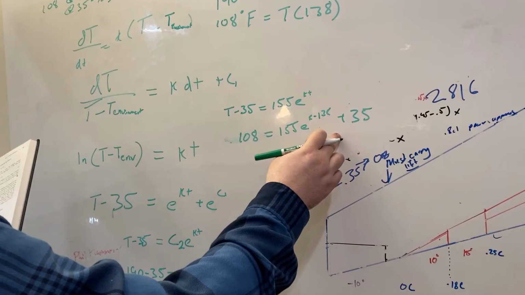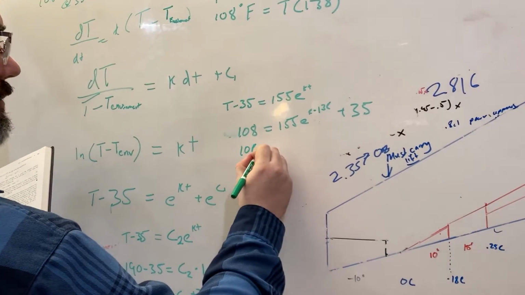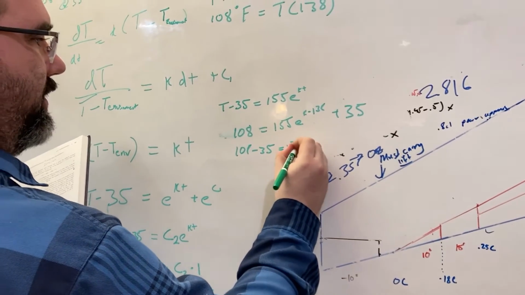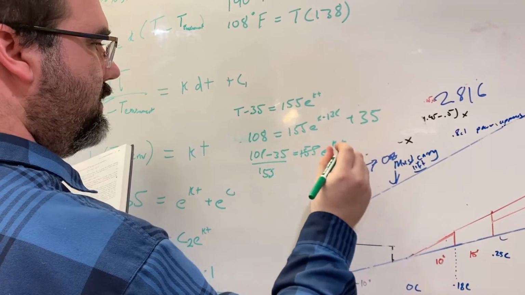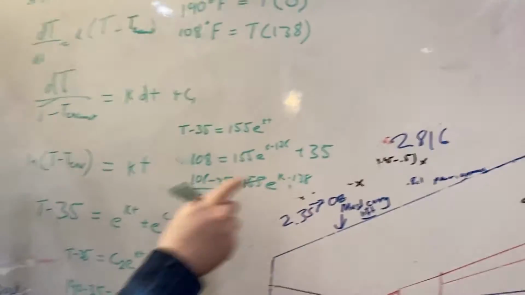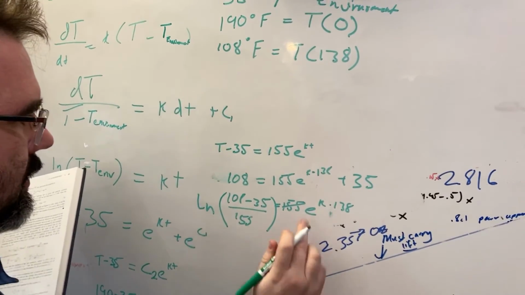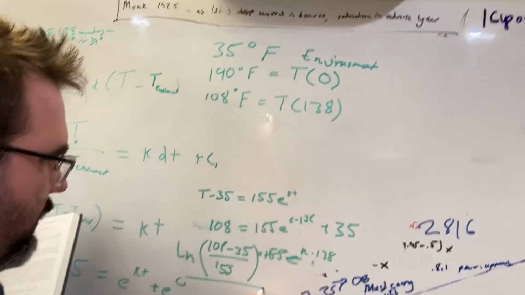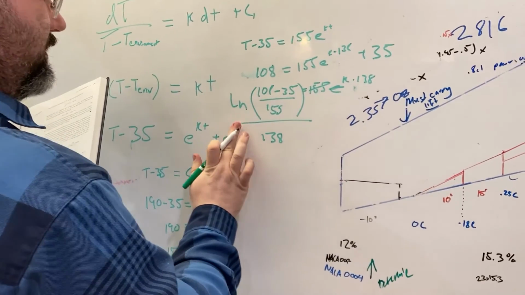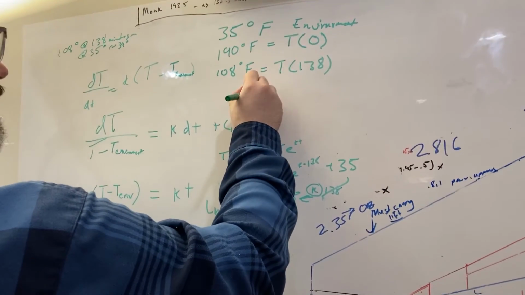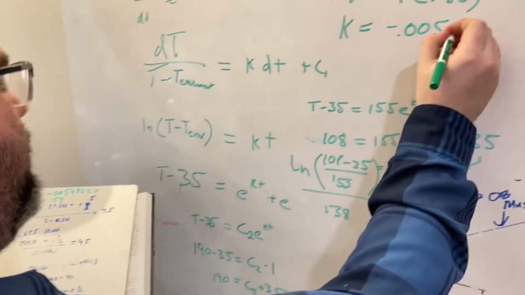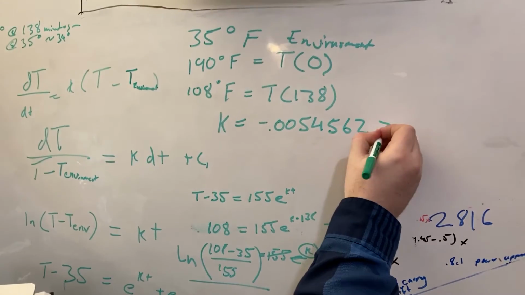All we have to do now is figure out this thing. 108 minus 35 equals 155 e to the kt, so the 155 goes away, and this is e to the kt, where t is 138. How do we get rid of that? We make this a natural log, which gets rid of the e, and then we put all of that over 138. That gets us our k. If we do that, we get k equals negative 0.00545627, and it kind of goes on.